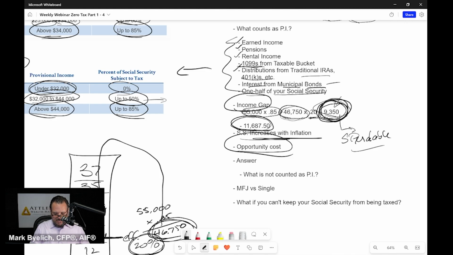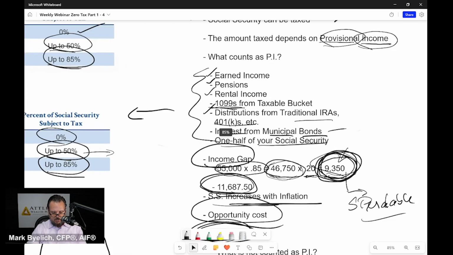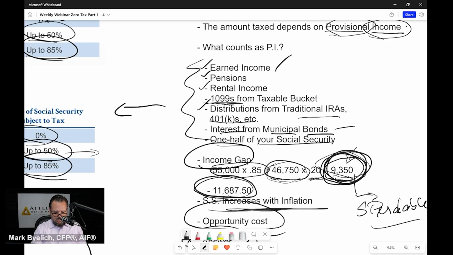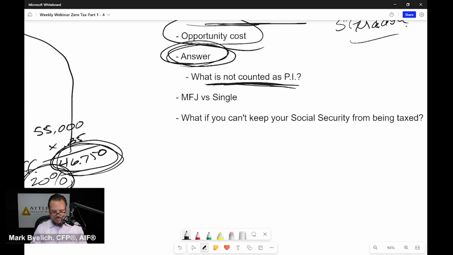So what's the answer? How do you manage this? Well, you've got to ask yourself first, what is not counted as provisional income? Remember all these things we talked about here: earned income, pensions, rental income, 1099s from the taxable bucket, distributions from traditional IRAs and 401ks, etc. Interest from municipal bonds, and one half of your Social Security. Well, for crying out loud, what is not counted as provisional income?